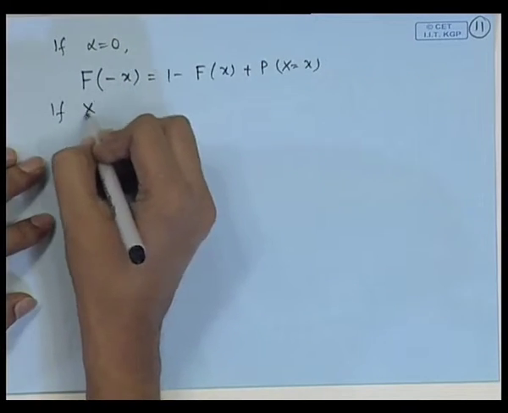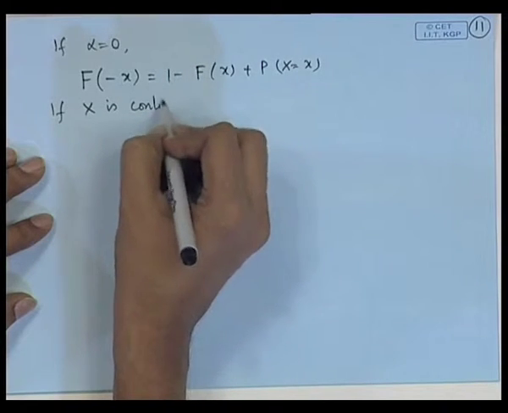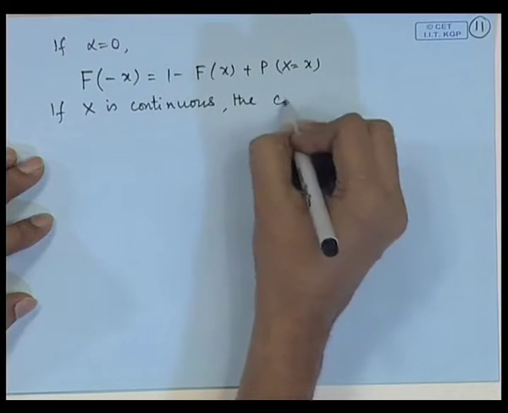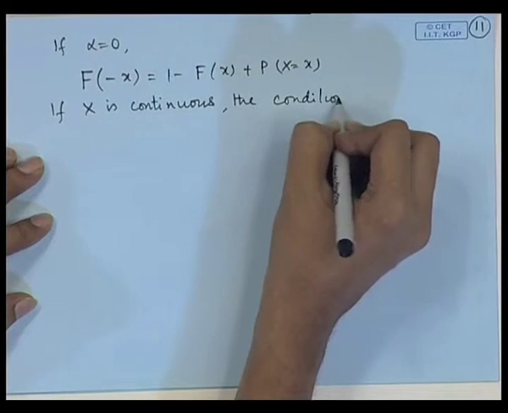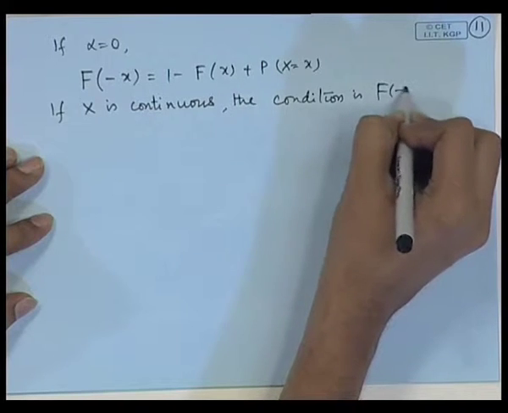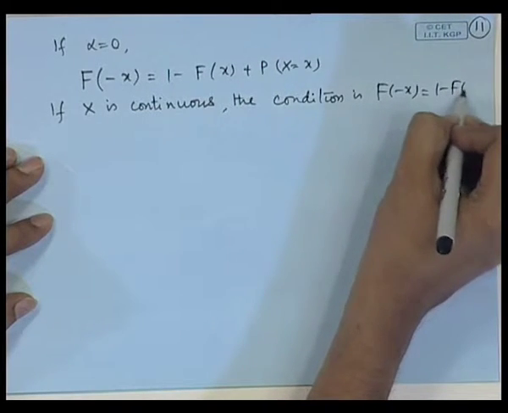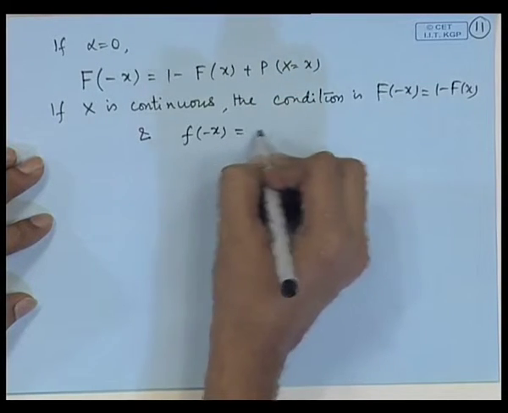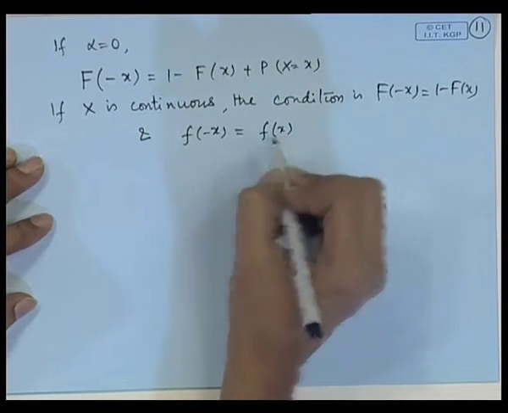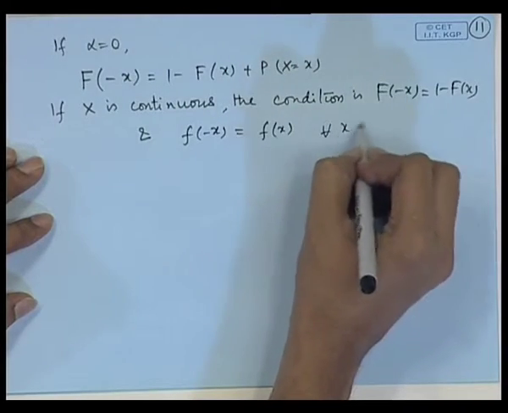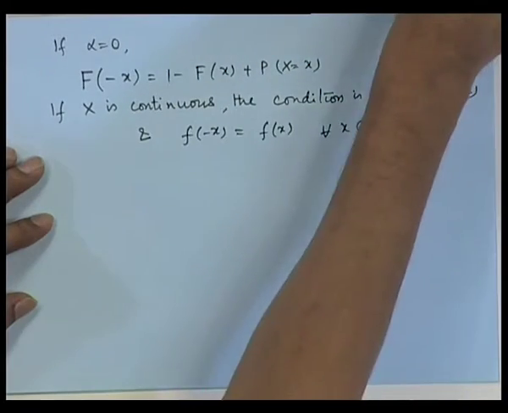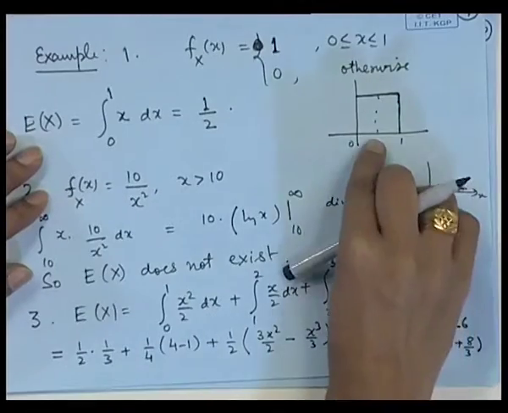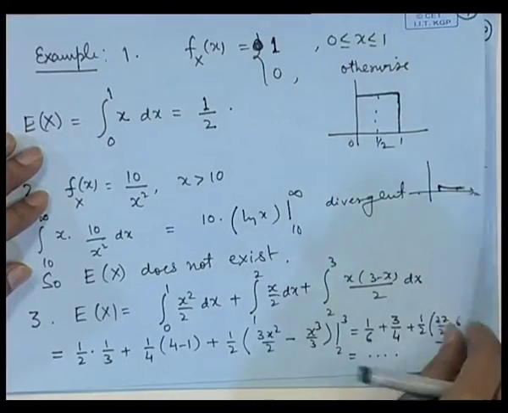If X is continuous, the condition is F of minus x is equal to 1 minus F of x, and if it is density, so you will have f of minus x equal to f of x. So if you see this distribution, it is symmetric about 0, here the distribution is symmetric about half, etc.